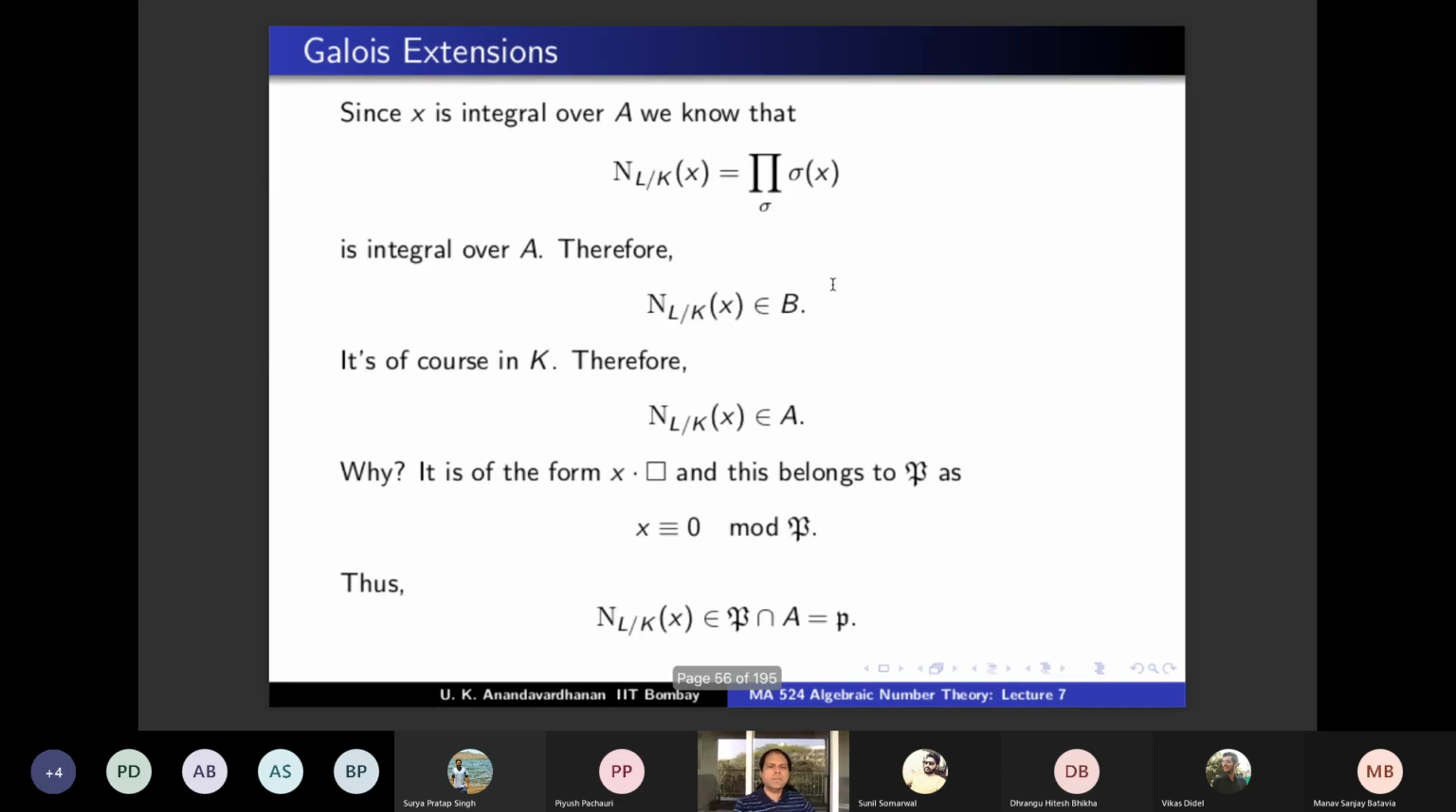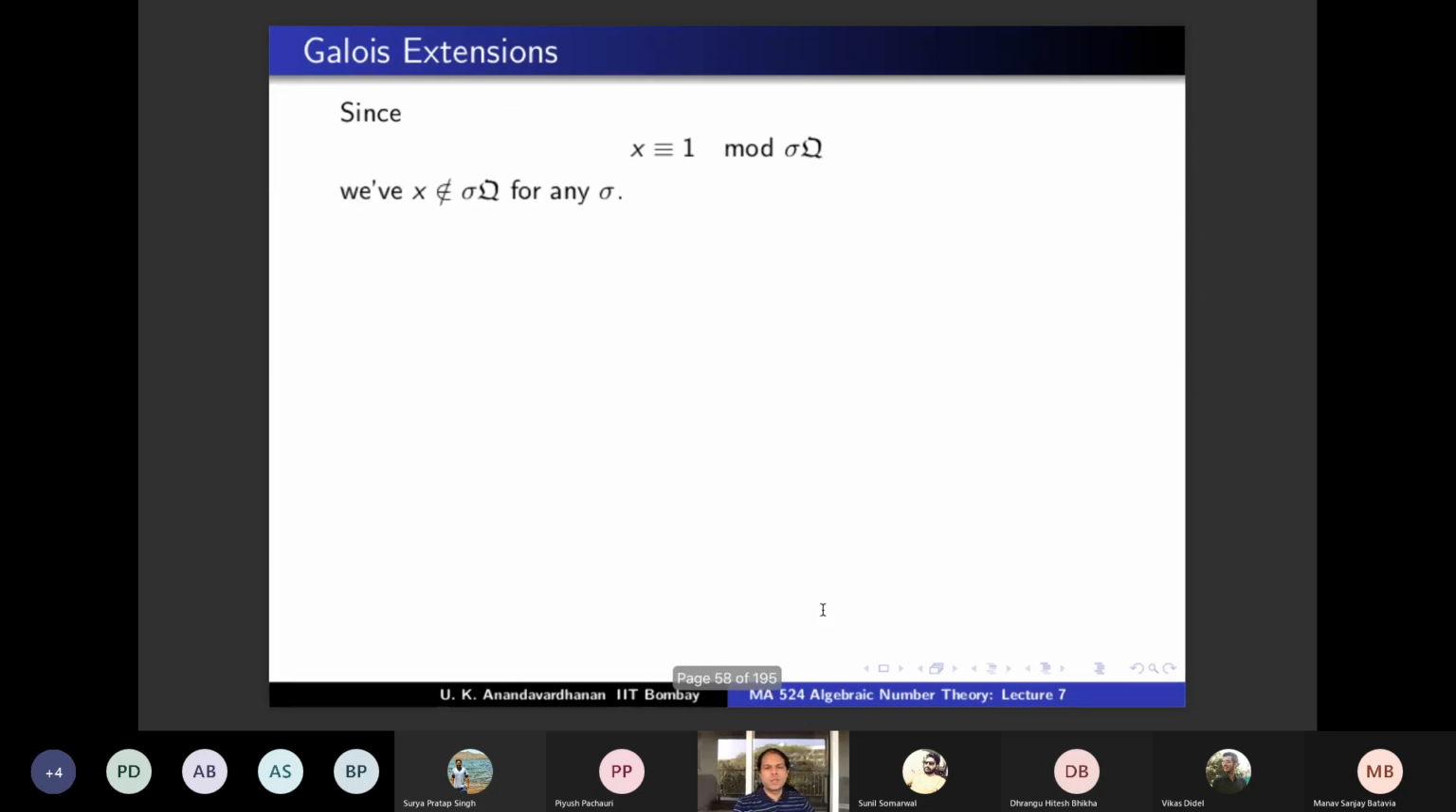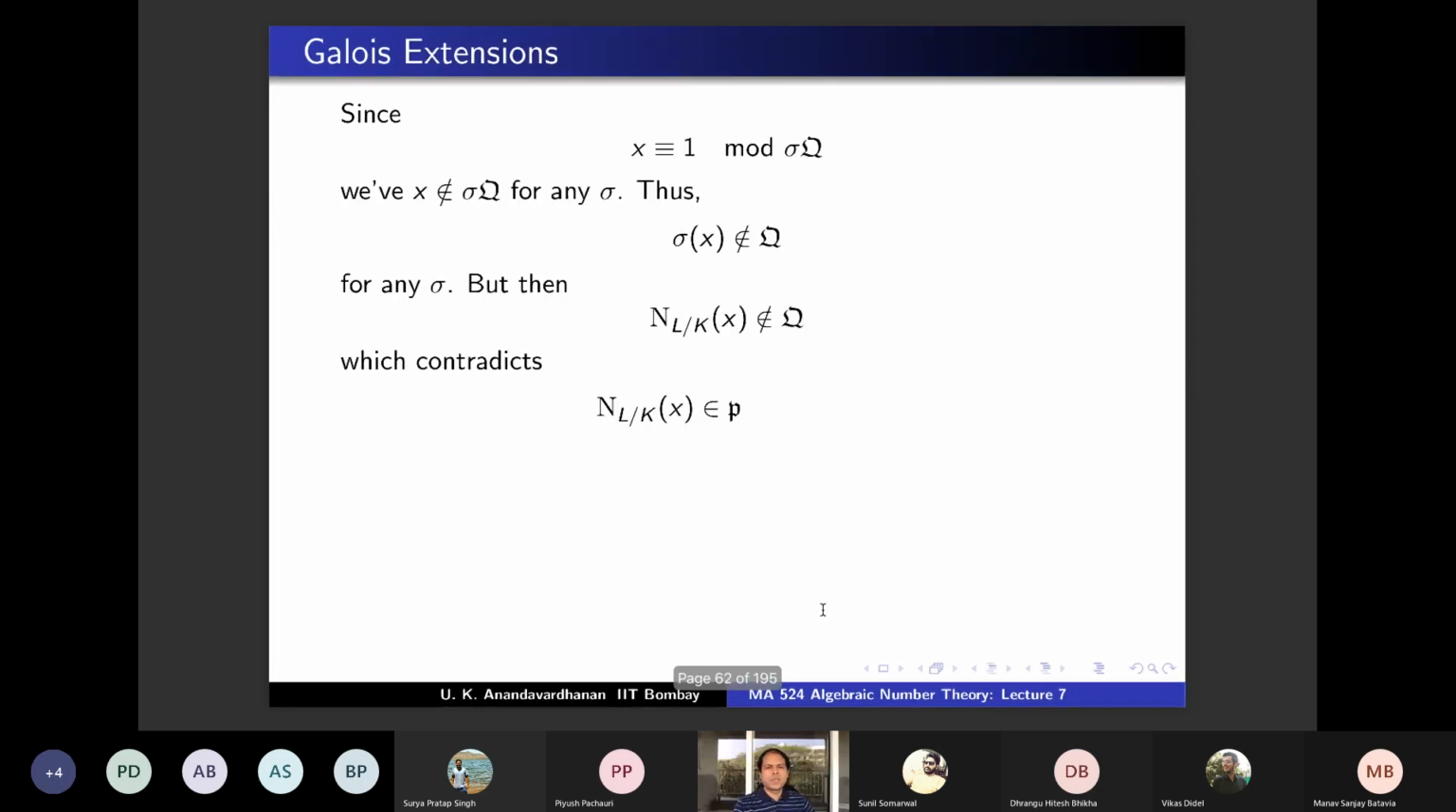Therefore, the norm is not there in Q, and this is a contradiction because the norm is in P, and Q is another prime lying over P. So Q intersection A is P and the norm is in Q intersection A. In particular, the norm is in Q. So this is a contradiction, because the norm is in P, which is Q intersection A, so the norm is in Q. Okay. So this proves that: we assumed that P is not sigma Q and we got a contradiction.